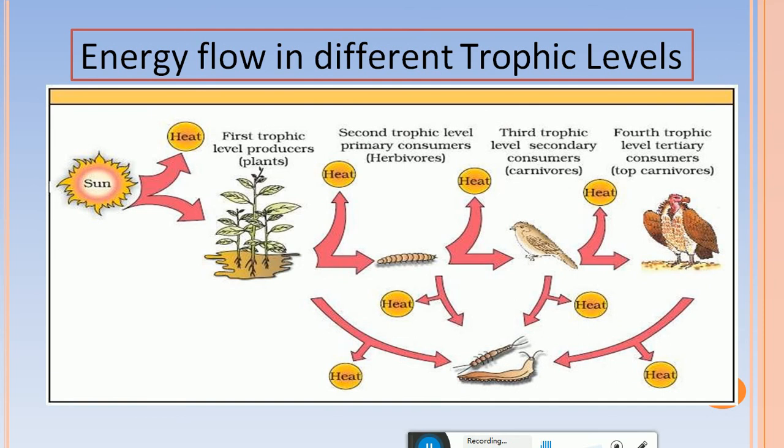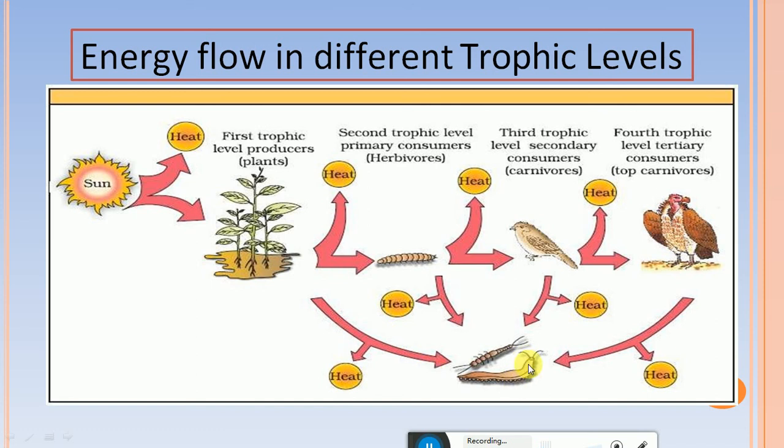Here you can also see the energy flow in different trophic levels. The sun gives out the energy. The first trophic level is the plant. The second trophic level will be the insects, which get the energy and also give out a little heat in the process of metabolism, growth and development. These are eaten by small birds, which become the third trophic level. They are called secondary consumers, also carnivores, as you might know. Herbivores are the ones which depend on herbs for their food.